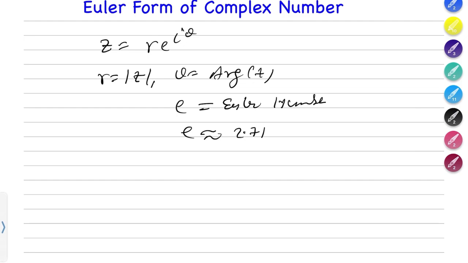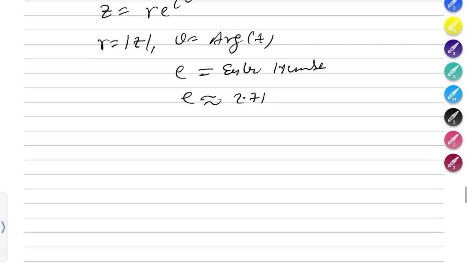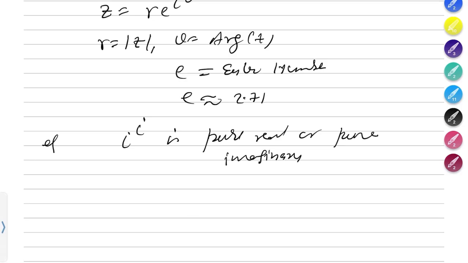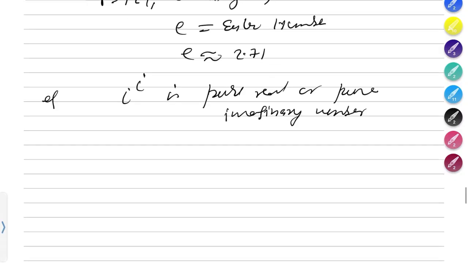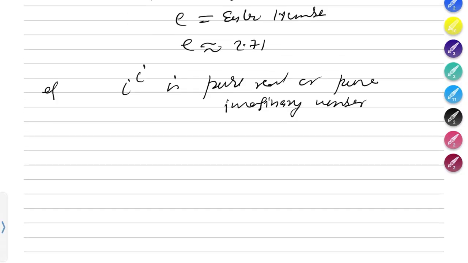Okay, let's take one basic example. A very basic question: if I ask you whether i to the power i is a pure real number or a pure imaginary number. To find whether any number is pure real or pure imaginary, we try to write it in the standard form a plus ib. If we get b equal to 0, then it's a pure real number. If we get a equal to 0, then it's a pure imaginary number.